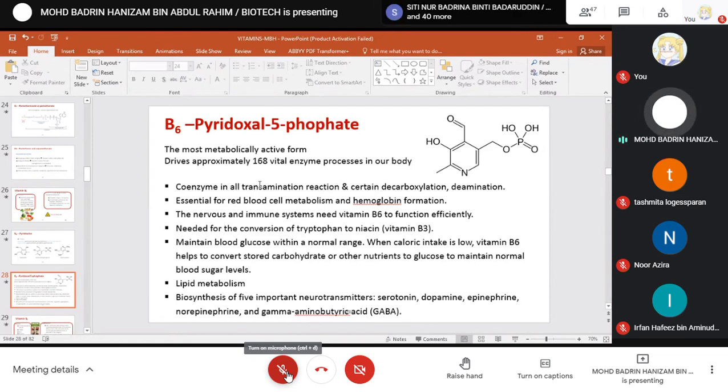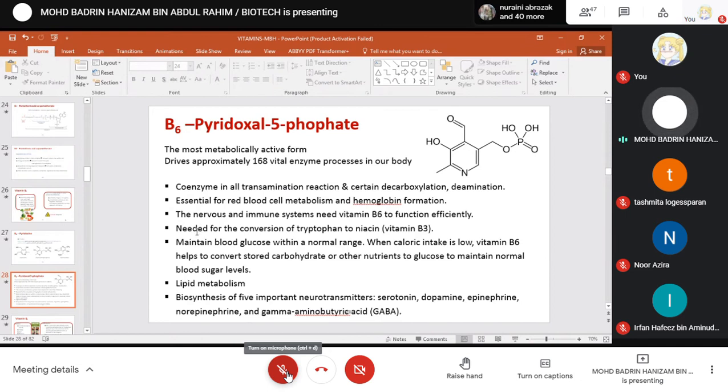Transamination is a reaction where one molecule transfers the amine group to another molecule, while deamination is the removal of amine. It is essential for red blood cell metabolism as well as hemoglobin formation. The word essential is very vital for red blood cell formation. The nervous and immune systems need vitamin B6 to function efficiently.